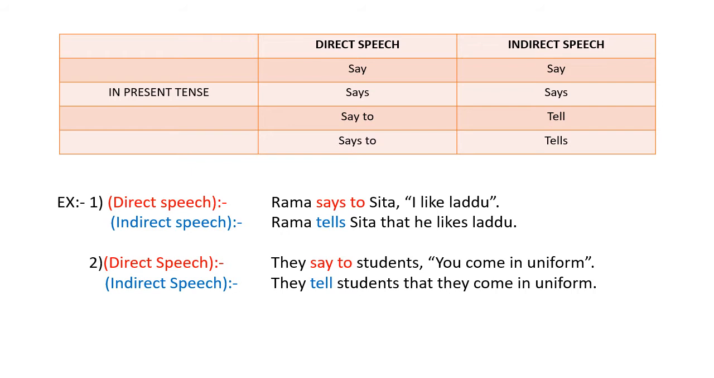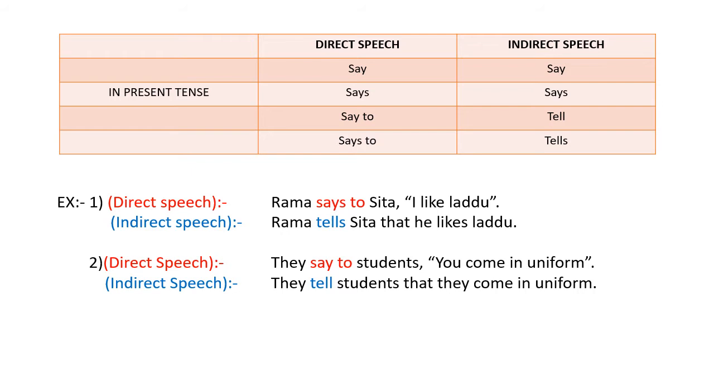And follow the 5 rules compulsorily in each and every sentence. Then it will become easy to convert direct speech into indirect. Come to the second one, direct speech. They say to students, you come in uniform. Indirect speech. They tell students that they come in uniform.